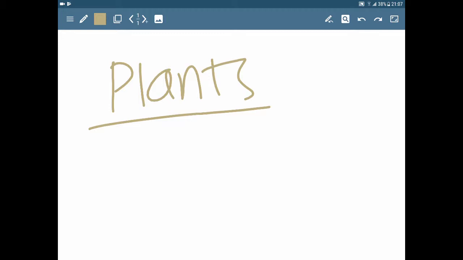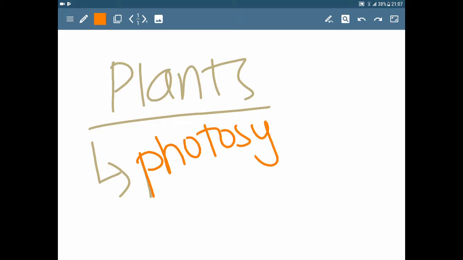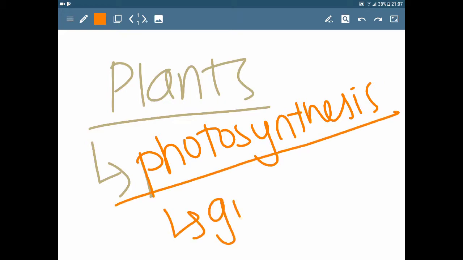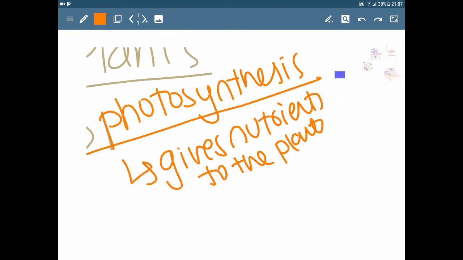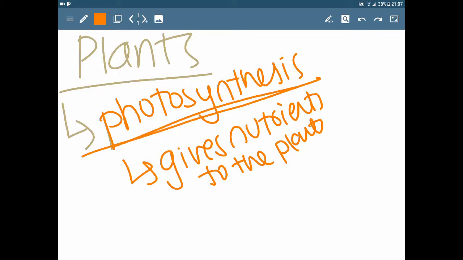Okay, so in plants, water is taken in for photosynthesis. I'm going to put this in another color. Photosynthesis is the process that gives nutrients to the plant. So if there were no photosynthesis, then the plants would die.